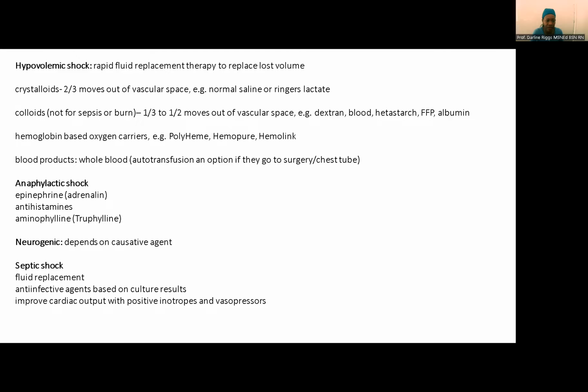That's what's happening here. As I mentioned earlier, neurogenic could have a number of causes. So depending on the cause of that, we would look at the underlying cause. Septic shock, there's an infection. Fluid, antibiotics. Fluid, antibiotics. And if they continue into the shock, then we would go into the positive inotropics and the vasopressors that we talked about for cardiogenic shock.